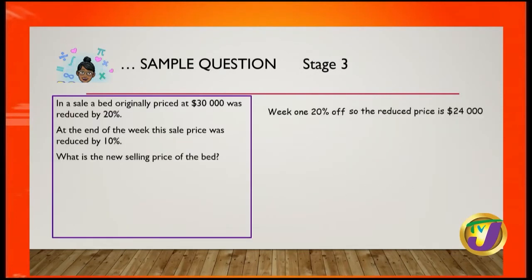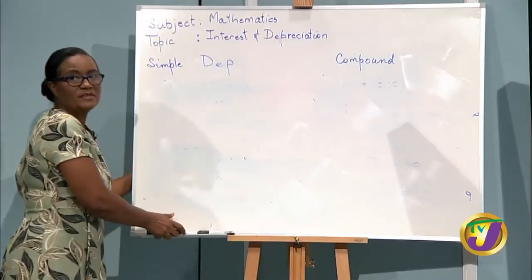All right, let's look at this question. In a sale, a bed originally priced at $30,000 was reduced by 20% at the end of the first week, and then a further 10% by the end of the second week. So it's 20% in the first week and 10% in the second week. This is not the same as if you did 30% in all, because it was reduced first and then further reduced.